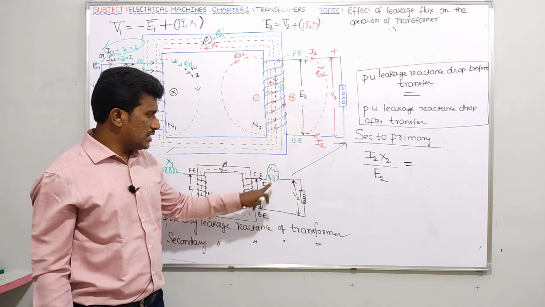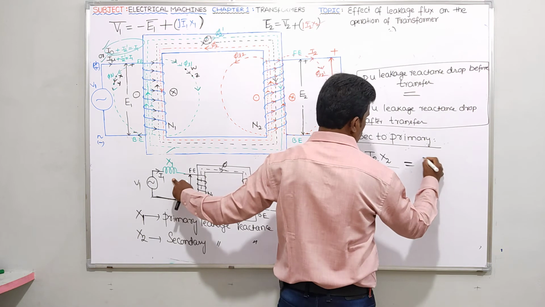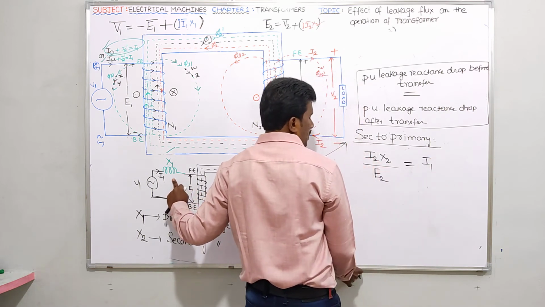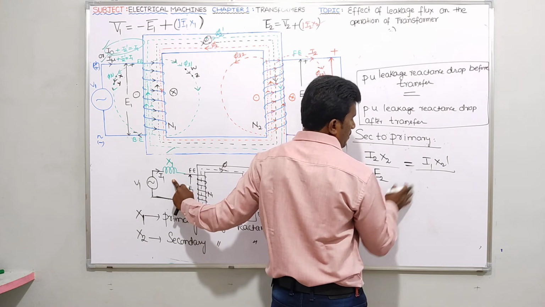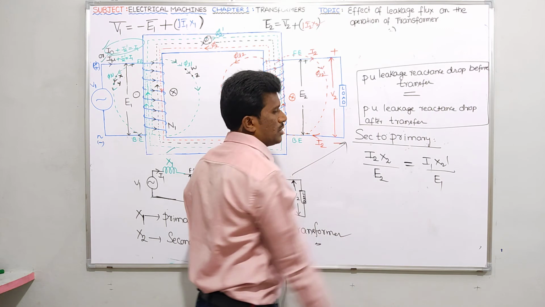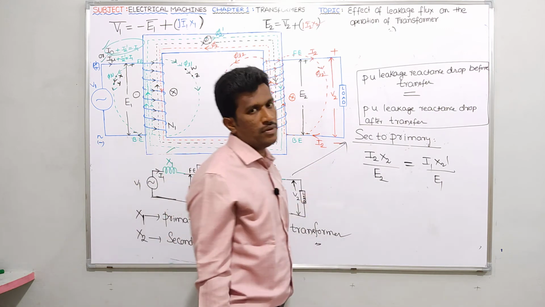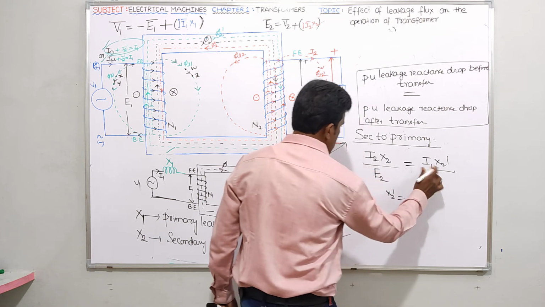Tell me, guys, after transfer this x2 is going to the primary side, no? So what is the current in the primary side? I1. So x2 becomes x2 dash, by, in the primary side, what is the base value? I can take E1. Yes or no? So this relation you should write. Now from this tell me what is the formula for x2 dash. x2 dash is equal to, simple.